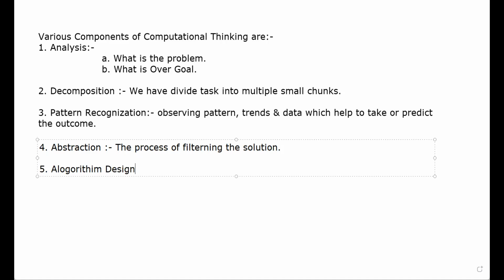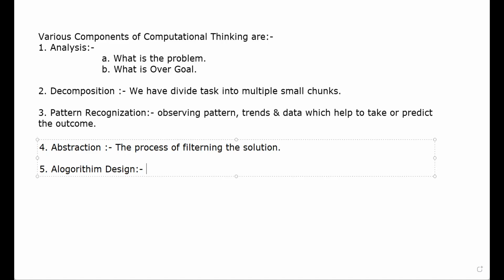Now this is the last step, the last of the components of computational thinking. Yesterday I stopped at abstract thinking, and I told you that I will teach you algorithm today. What is an algorithm? An algorithm is nothing but a step.